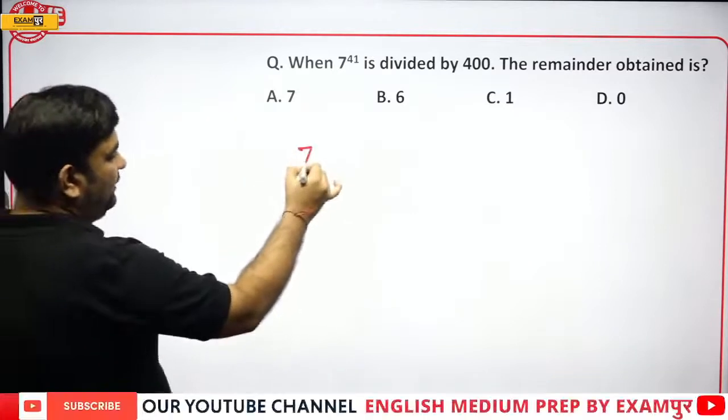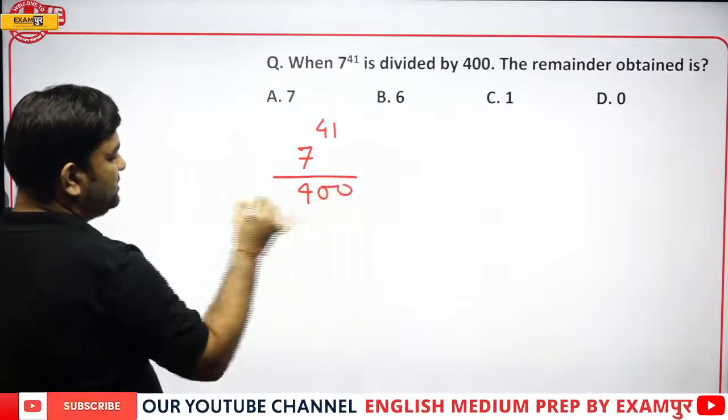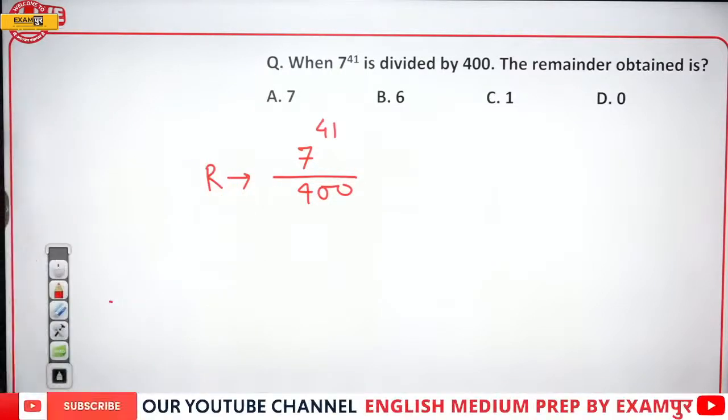7 to the power 41 when divided by 400. What is the remainder?